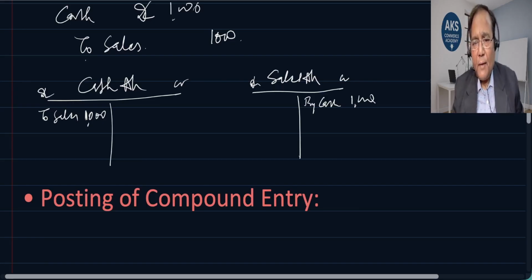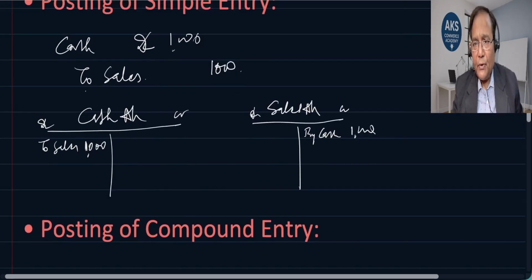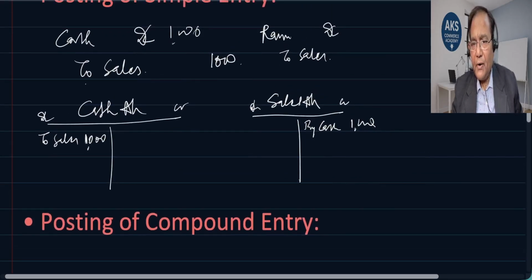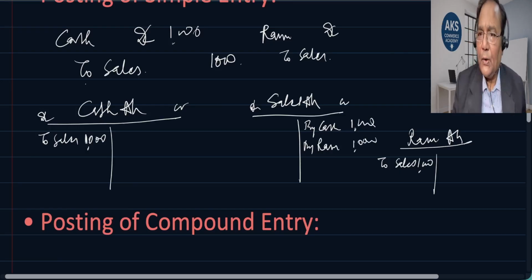Now supposing it were a credit sale, say we have sold to Ram. So Ram debit, instead of cash, we write Ram debit to sales. Another account gets opened here, which is Ram's account. So on Ram's account, on the debit side, we write to sales 1000, and the sales account is required to be credited, because we are writing it on the credit side. So the sales account is credited by Ram, rupees 1000. We'll write here by 1000. I hope this is clear.